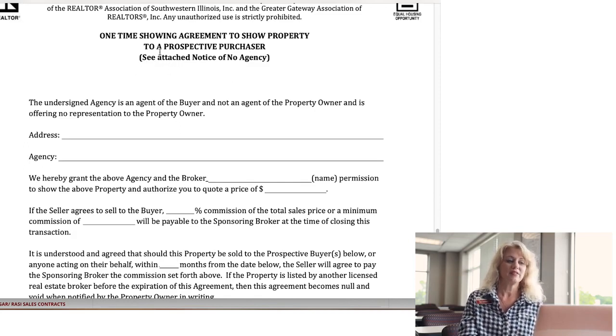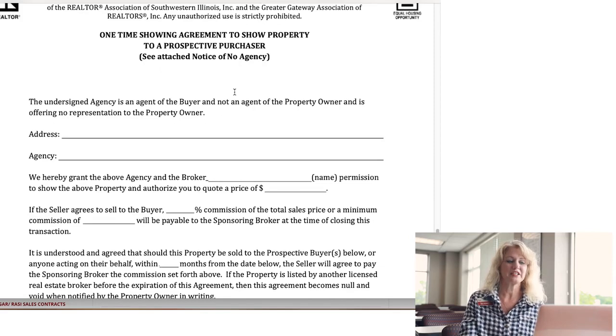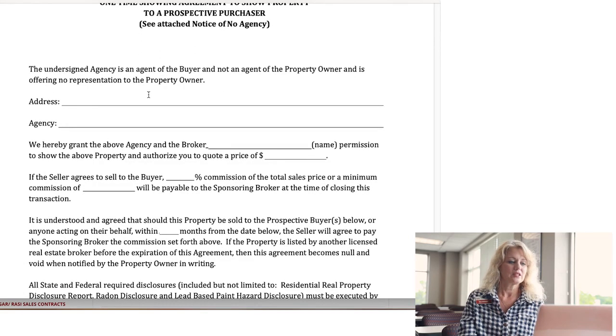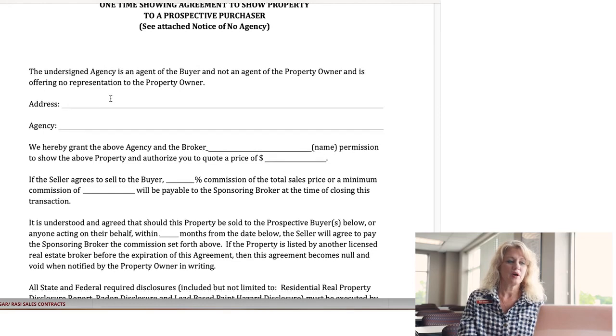So again, that notice of no agency is required as an attachment to this document. So you have to have that discussion about agency. All right, so when you present this one-time showing agreement, you have the property address here, Keller Marquee here, and then it says we hereby grant the above agency and the broker would be your name here, permission to show the above property and authorize you to quote a price of blank.